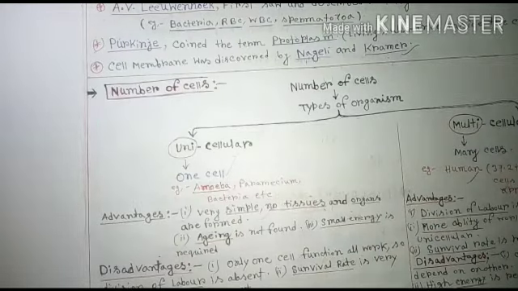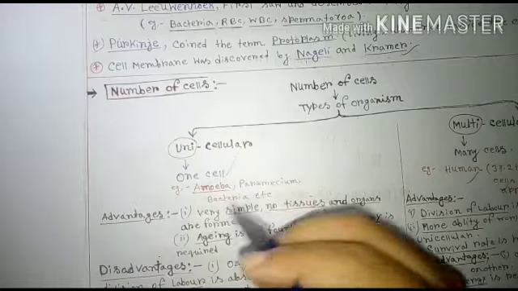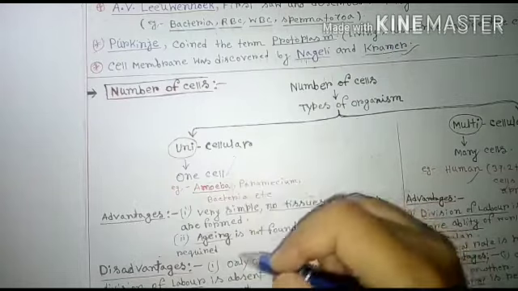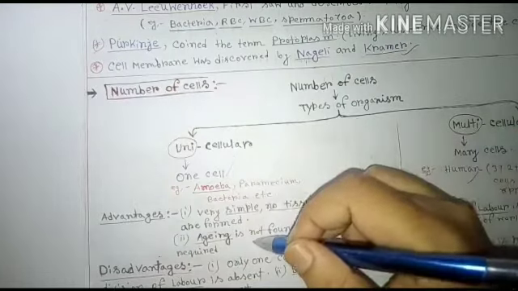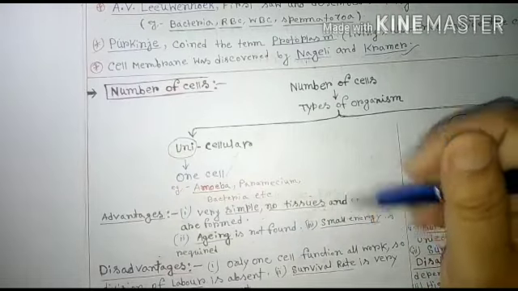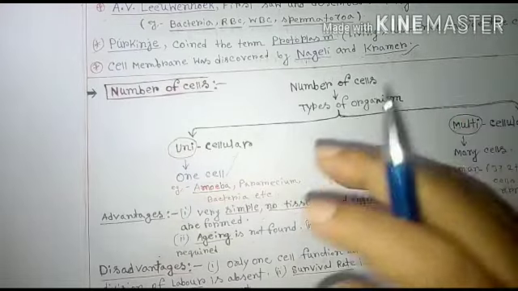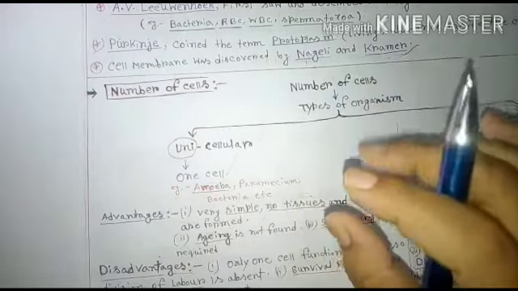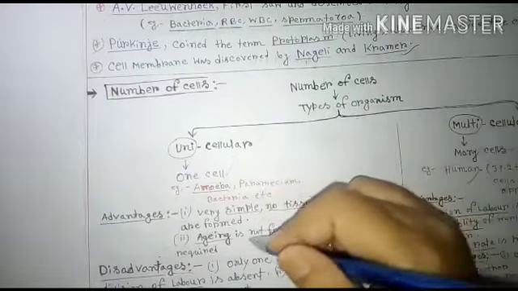when the cell becomes mature, before aging, it divides and produces a new progeny, a new individual cell. So aging is not found, and a small amount of energy is required, because there is only one cell, not so many cells, so only one cell requires a small quantity of energy.